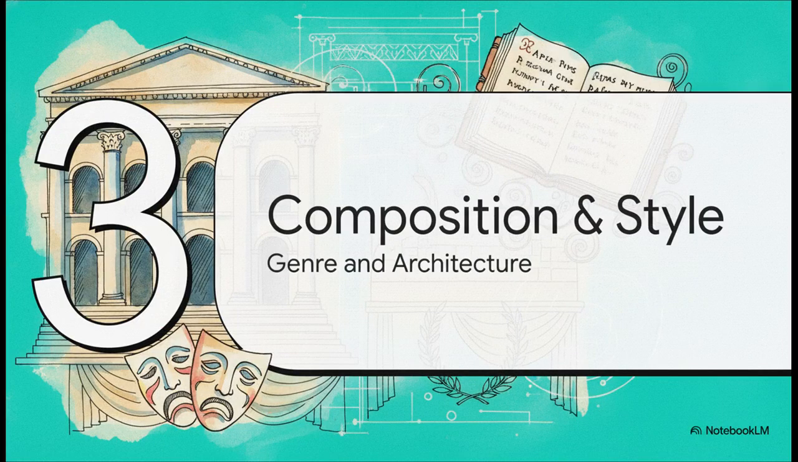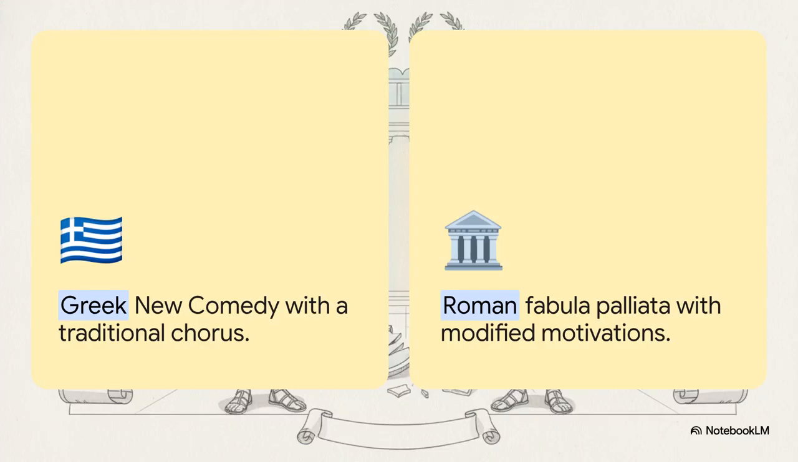Section 3, Literary Composition and Style. Let's look at genre and structural architecture. The play is strictly categorized in antiquity as a fabula palliata, which is basically a Roman adaptation of Greek New Comedy. Structurally, the fabula palliata does something fascinating. It virtually eliminates the traditional Greek chorus. And this matters immensely, because by removing the chorus's influence on the plot, the narrative suddenly speeds up. It becomes hyper-focused, entirely on messy Roman domestic drama and specific social sensibilities.